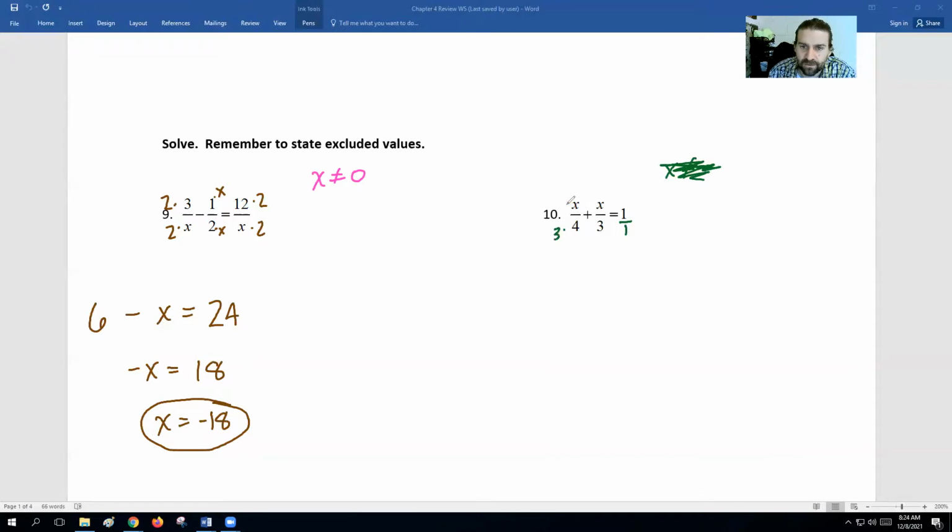Let's see what this would be. So this one is missing a 3. This one's missing a 4. And this last one's missing a 4 and a 3. I guess we could also say that those are missing a 1, but it doesn't really change. All right, so we'd have a 3x plus x times 4 is 4x, and then 1 times 4 times 3 is 12. So we can add those together. That is 7x would equal 12, and then divide, and we'll leave it as a fraction because it doesn't come out nice.